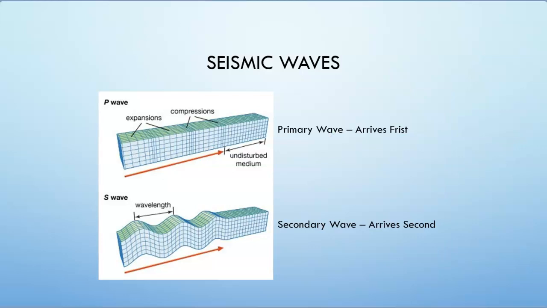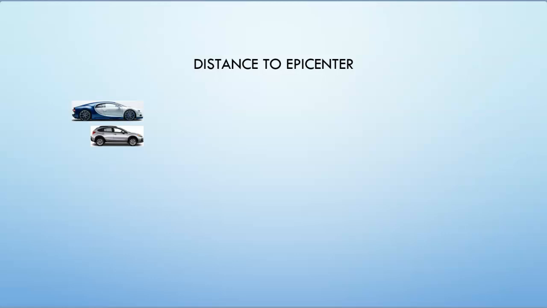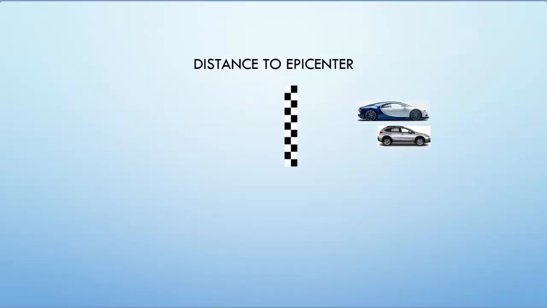As I said, you can determine how far you are away from the epicenter of the earthquake by measuring the time difference between the arrival of the P and the arrival of the S wave. In this animation, the P wave is the fast car and the S wave is the slower car. Notice how the P wave arrives before the S wave. In the top example, the S wave arrives 0.5 seconds after the P wave.